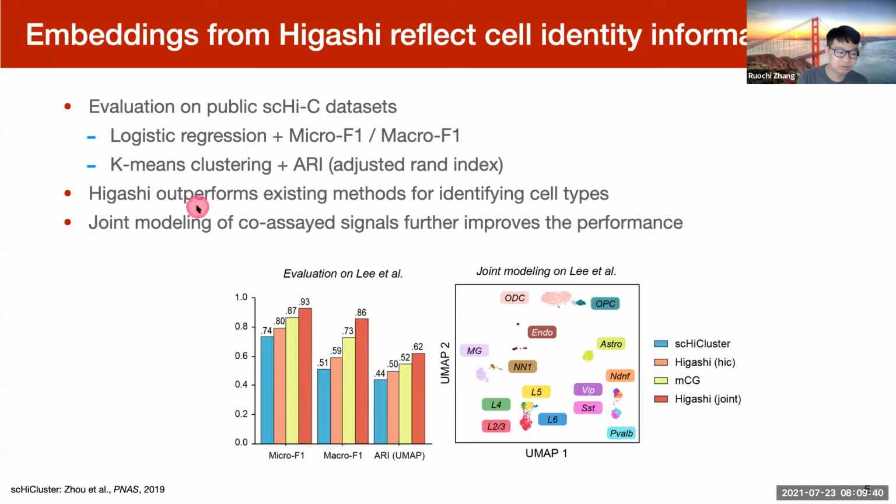We then tested the joint modeling scheme of Higashi, and as a reminder, this joint modeling is fulfilled by training the hypergraph representation learning framework with an auxiliary task of using the embedding to approximate the methylation profiles. And we found that by incorporating the CpG signals, the performance can be further improved, and the UMAP visualization here further confirms that. As you can see, in the embedding of the joint modeling in the UMAP visualization, the cells are clustered based on the cell types very clearly.